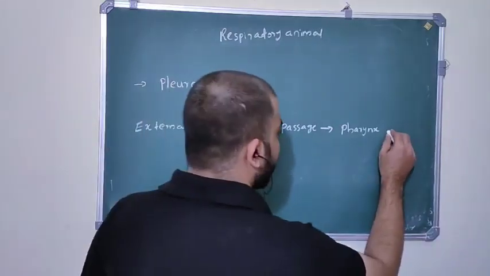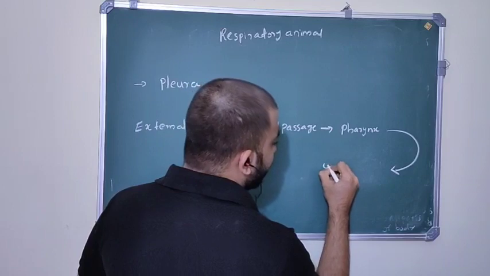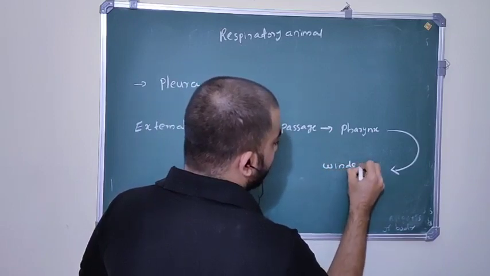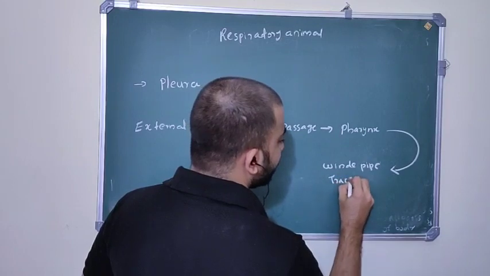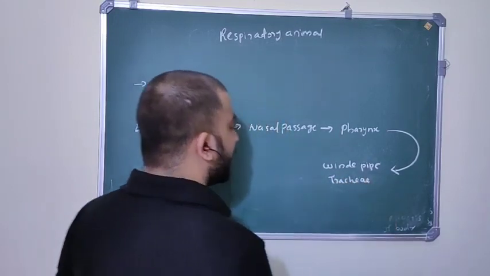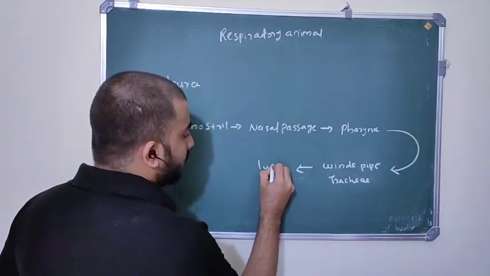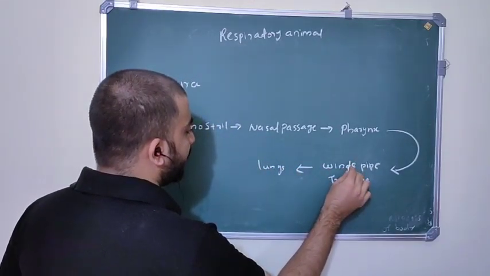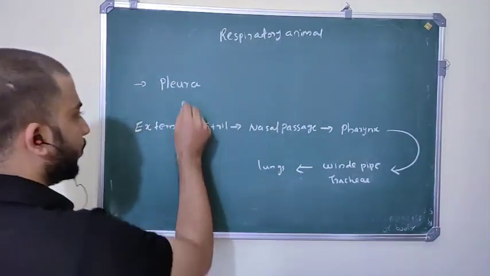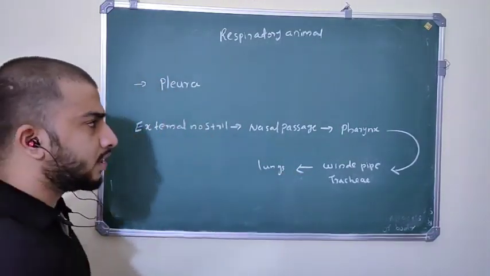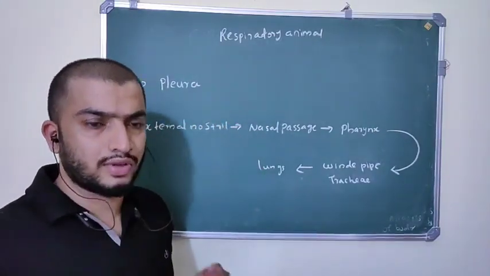From the pharynx, this air enters the windpipe, otherwise called the trachea. From the windpipe, air finally goes to the lungs. So I told you about the pleura and also the passage of air. Now let's check the structure of the lungs.